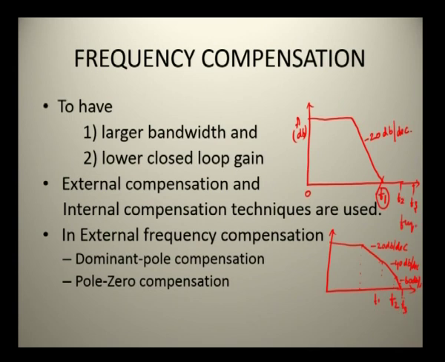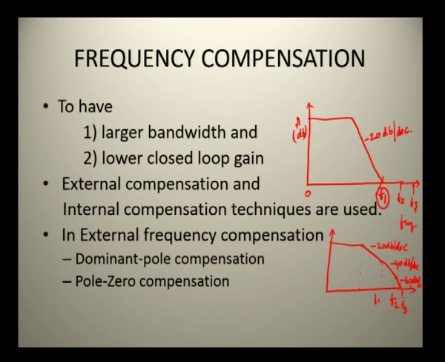So, this is without a compensation technique and this is with the compensation technique. So, without compensation technique the roll off rate is minus 60 dB per decade, and with compensation technique the roll off rate is minus 20 dB per decade. So, the roll off is only 20 dB per decade here. So, this is about the dominant pole compensation, and next is pole zero compensation.